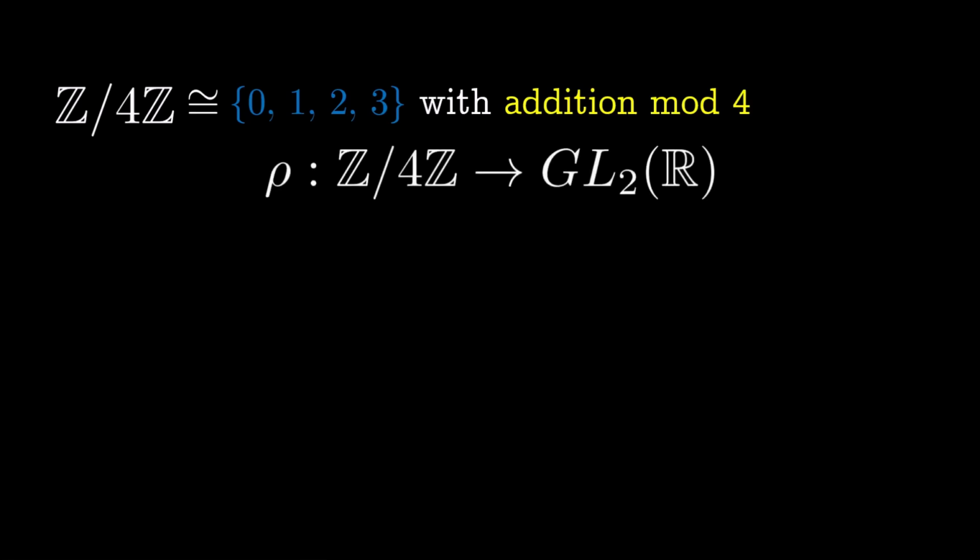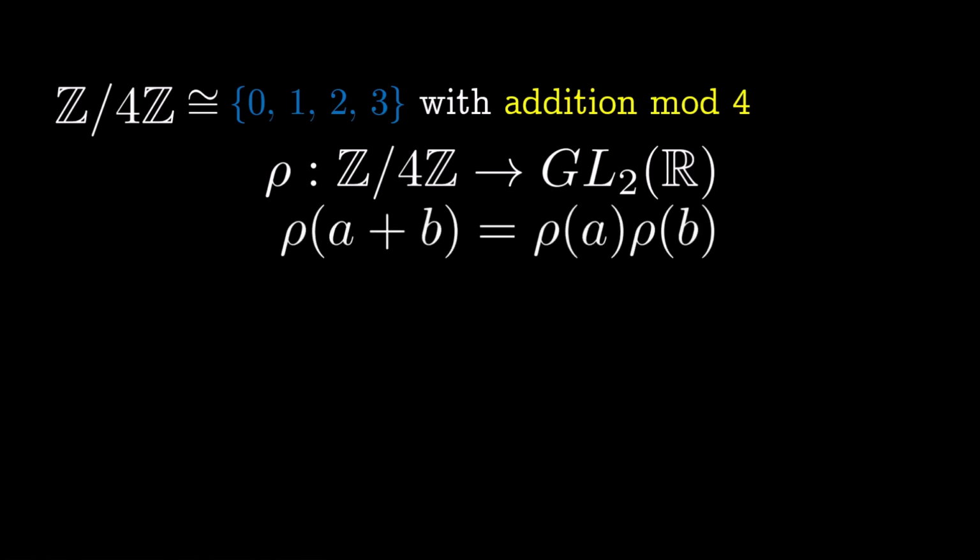Now it's time for a representation. But wait a minute, I haven't told you what that arrow means yet. Luckily, it's pretty simple. All it means is that a sum in our group turns into matrix multiplication in GL2R.